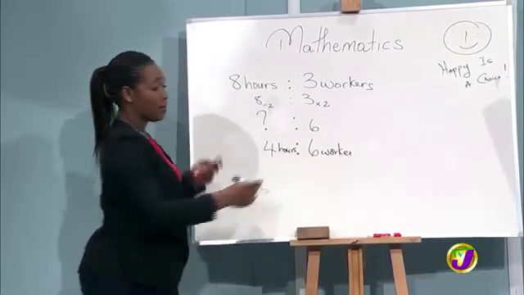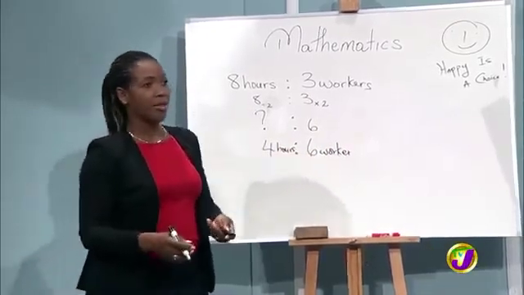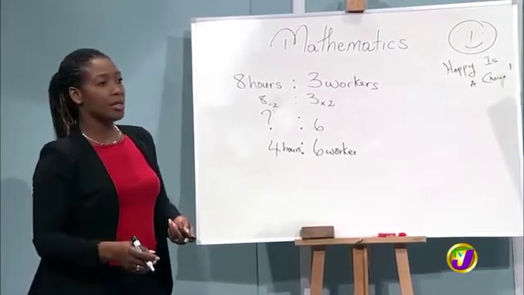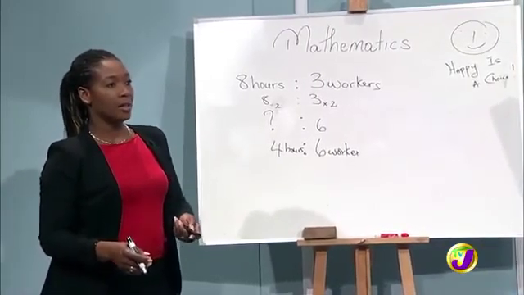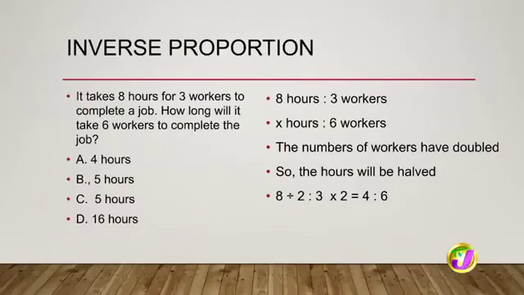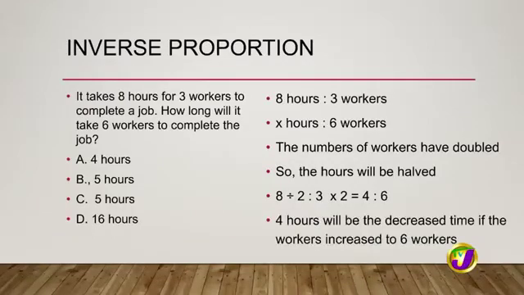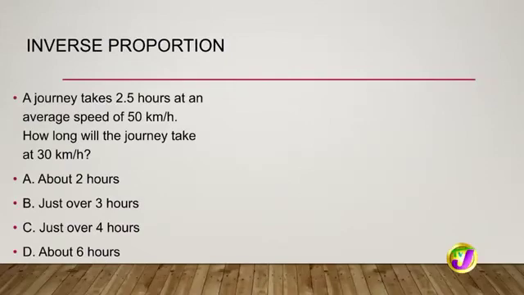It's a simple problem. I think I worked it the same way there. So we have X hours, so the hours would be halved. And 8 divided by 2, 3 multiplied by 2 gives us 4, 6. 4 hours will be the decreased time if the workers increase to 6 workers. All right, and you should choose the correct option there.